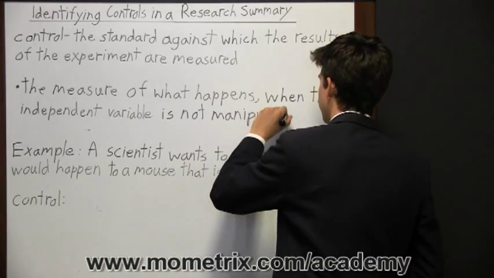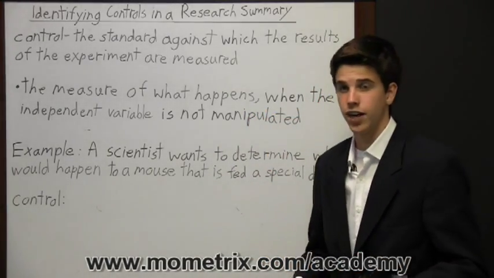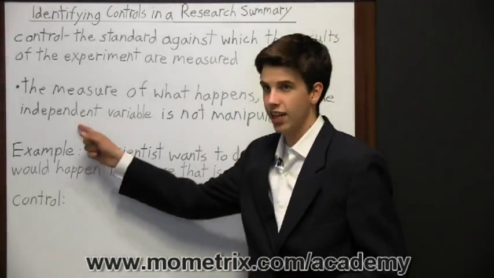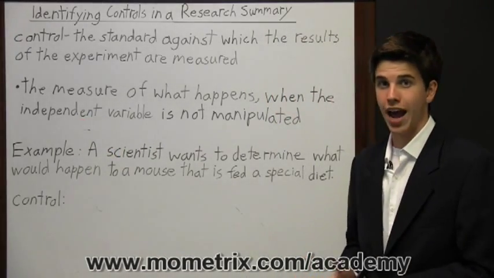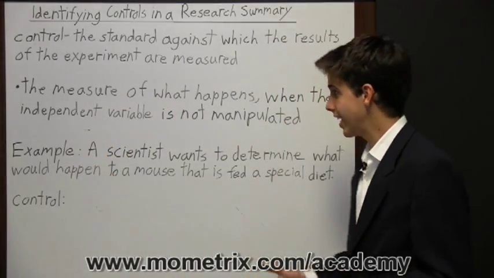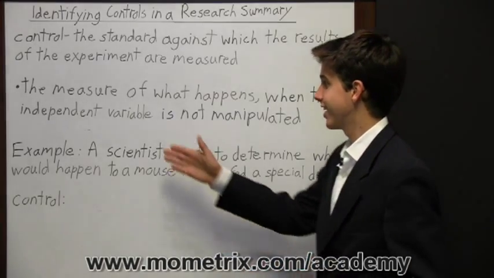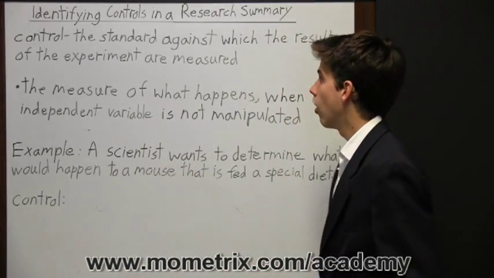So in an experiment, you have an independent and a dependent variable. So this is a cause and effect relationship. You manipulate the independent variable, and then you observe what happens to the dependent variable because of what you did to the independent variable. And so what happens with a control is you're not changing the independent variable at all.